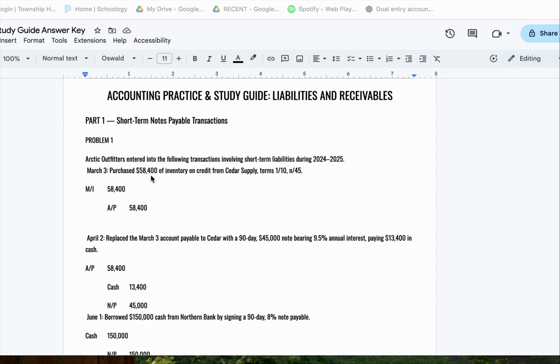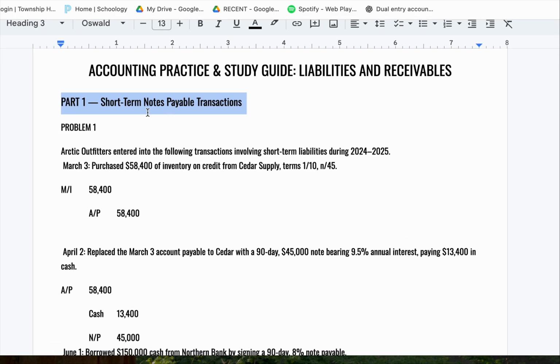In the Chapter 9 study guide, I'm going to start with short-term notes payable. This is where you owe money. It's due in less than 1 year, but it's a note because it has an interest rate attached to it and a specified maturity date for the amount due.